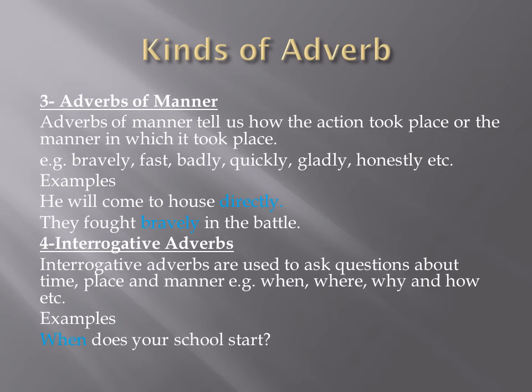Examples. When does your school start? Over here, when is working as an interrogative adverb because it is asking a question about time. That's why it will be called an interrogative adverb. Number 2, how did you find my house? In this sentence, how is an interrogative adverb because it is asking a question about how the action took place. How did the person find the house?